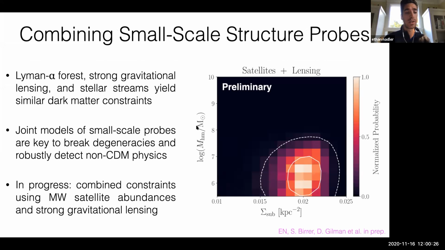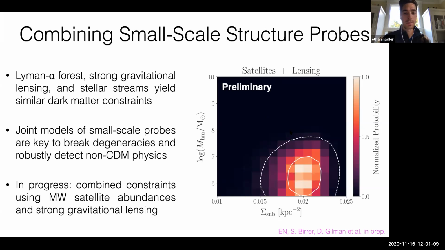Last thing I want to mention, I noted earlier that a variety of small scale structure probes have reached similar sensitivity in terms of these dark matter constraints. But of course, what we want to do is jointly model these different small scale structure probes, which is really necessary in order to break degeneracies among dark matter models and to detect non-CDM physics if it's manifesting on these scales. So what I'm doing now with Simon Birrer and others is to combine the constraints from Milky Way satellites and strong gravitational lensing in a parameter space that is essentially controlling for the fact that those two probes are measuring halo populations at different halo mass and redshift scales. So this is work in progress.